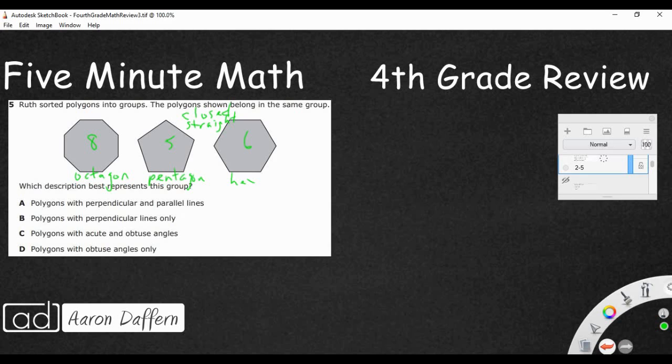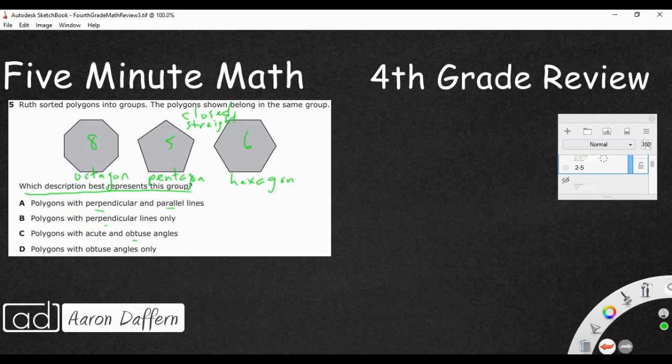But that's not really the question they're asking us. They're asking us which description best represents this group, and then look at your answer choices. Perpendicular, parallel, perpendicular, acute, obtuse, and obtuse. We're either looking at the angles or we're looking at the sides. So let's look at one.